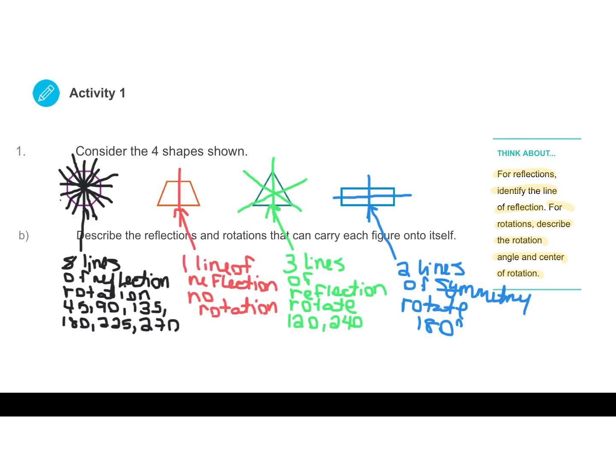Okay, so for the hexagon, you have 8 lines of reflection. I have them drawn. You can rotate 45, 90, 135, 180, 225, and 270. For the isosceles trapezoid, there is 1 line of reflection. I drew it. There's no rotation. For the equilateral triangle, there are 3 lines of reflection. You can rotate 120 and 240. And for the rectangle, there are 2 lines of reflection, and you can rotate it 180 degrees.